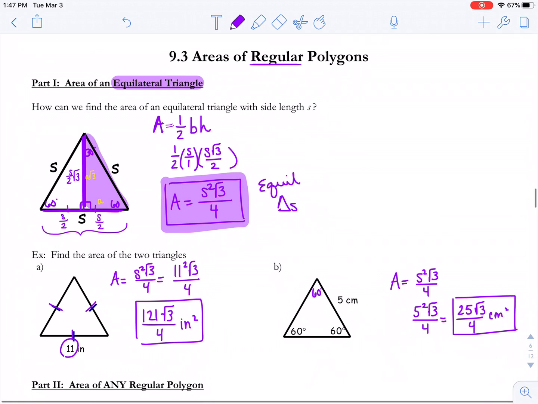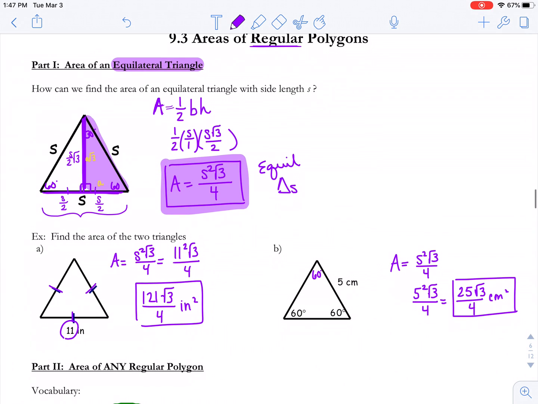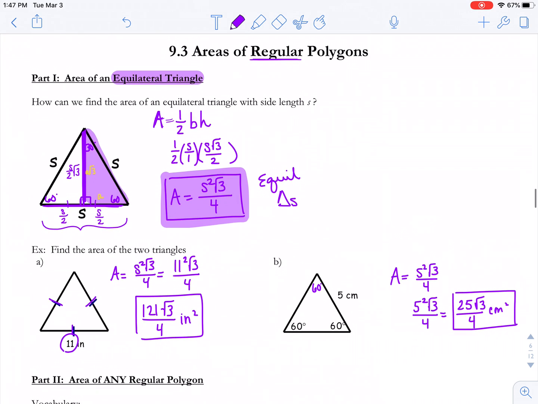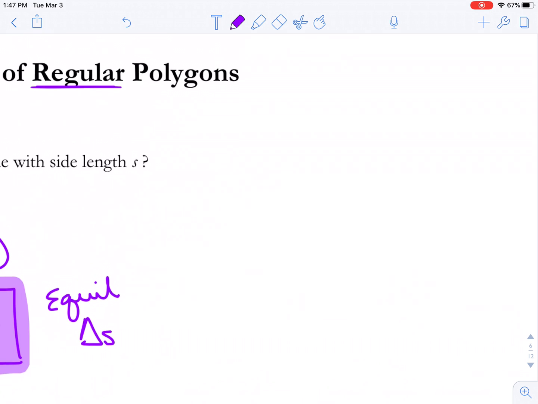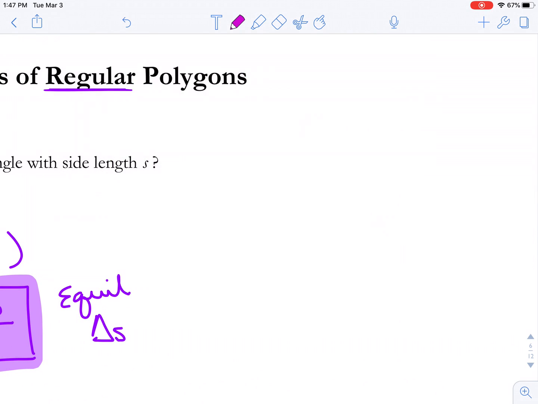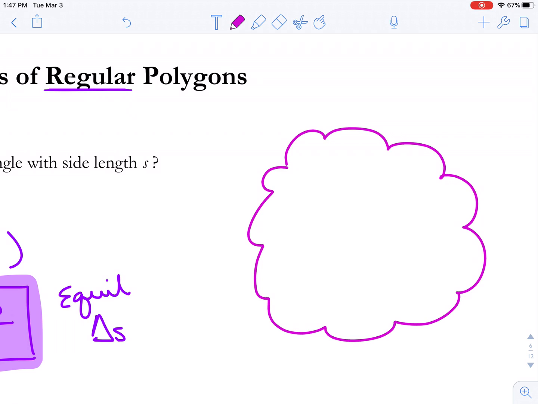Okay, we'll add that to our study guide later on this week. All right, so that's for equilateral triangles. Now, we don't address it formally, but we'll just put a little bubble here. What about equilateral quadrilaterals? What is the name of an equilateral quadrilateral? Well, it's a square where all the sides and all the angles are congruent.